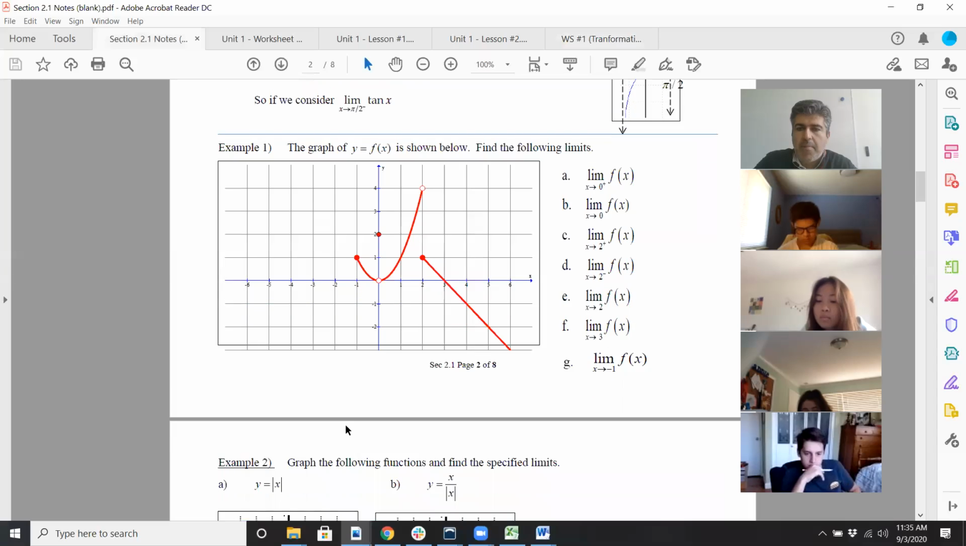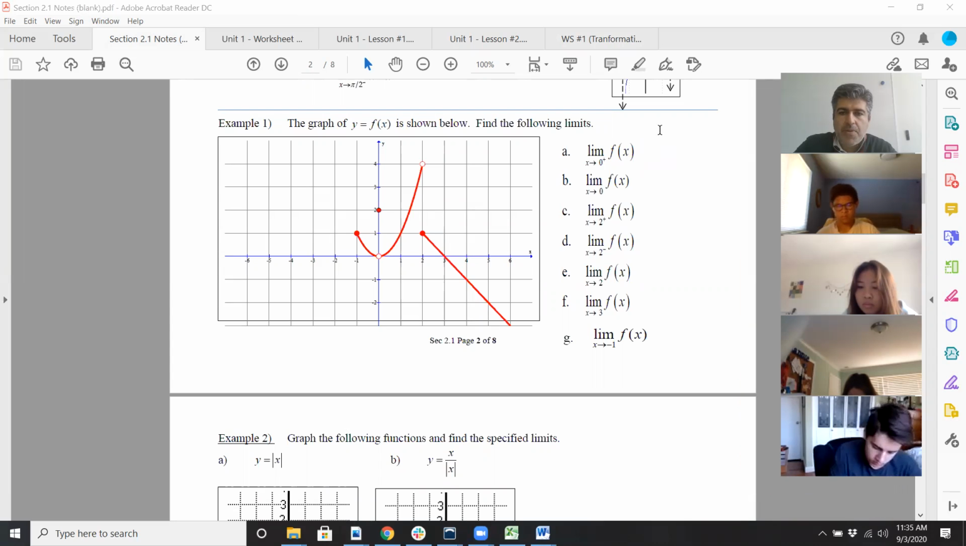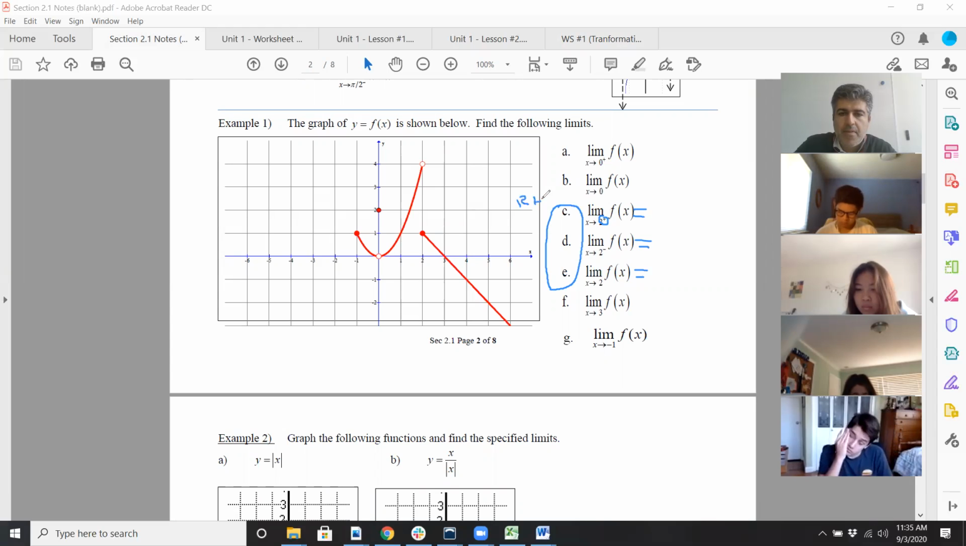Let's look at example 1. Let's spend some time on that. And actually, I'm going to focus on C, D, and E right now. So when you see that little plus symbol, we call that a right-hand limit. When we see that little minus symbol as a superscript, we call that a left-hand limit.